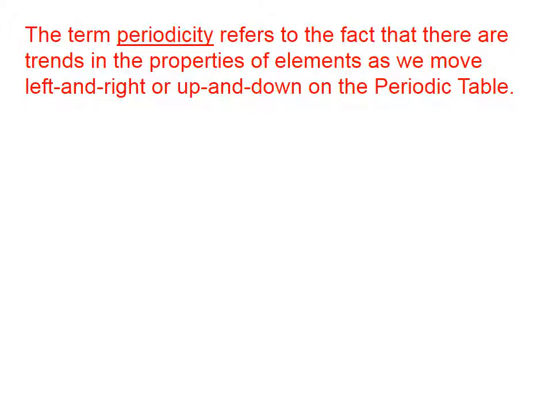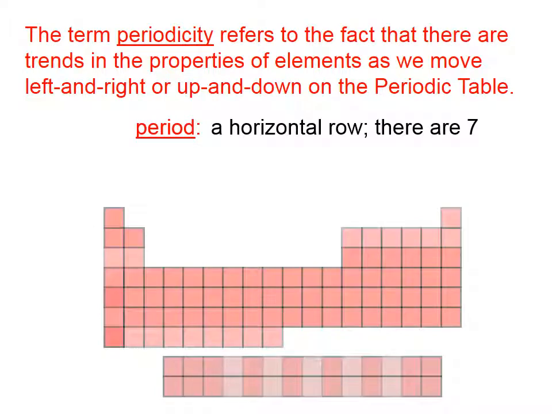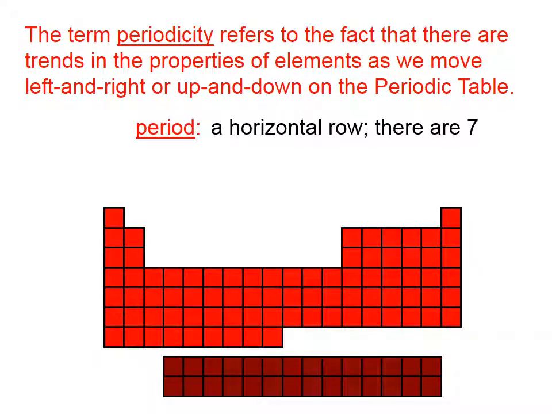The term periodicity refers to the fact that there are trends in the properties of elements as we move left and right or up and down on the periodic table. Let's define a period as a horizontal row in the periodic table. There are 7 periods. They are numbered down the left side, as I've shown here at the bottom of the screen.